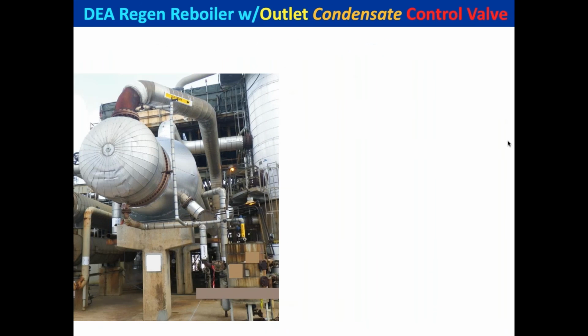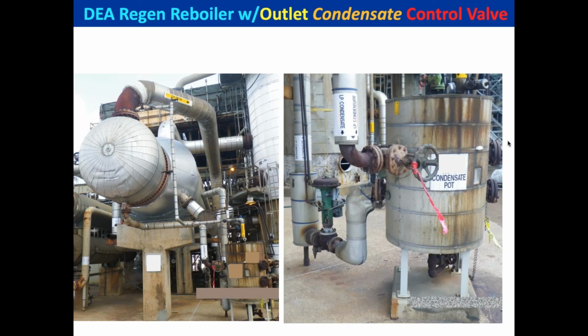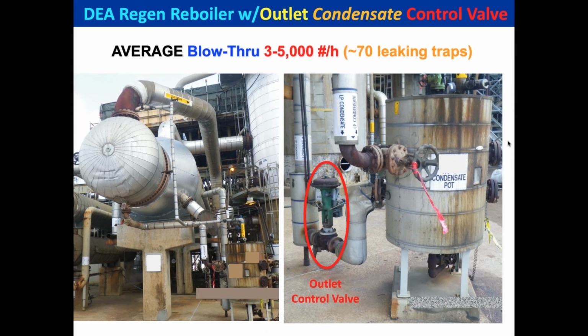Or how about this regen reboiler? There's the condensate pot, and you can see the control valve. Nice looking setup. Looks pretty clean on the outside, but the average blow through of this was between 3,000 and 5,000 pounds an hour, somewhere between 70 and 140 leaking drip traps. One outlet valve.